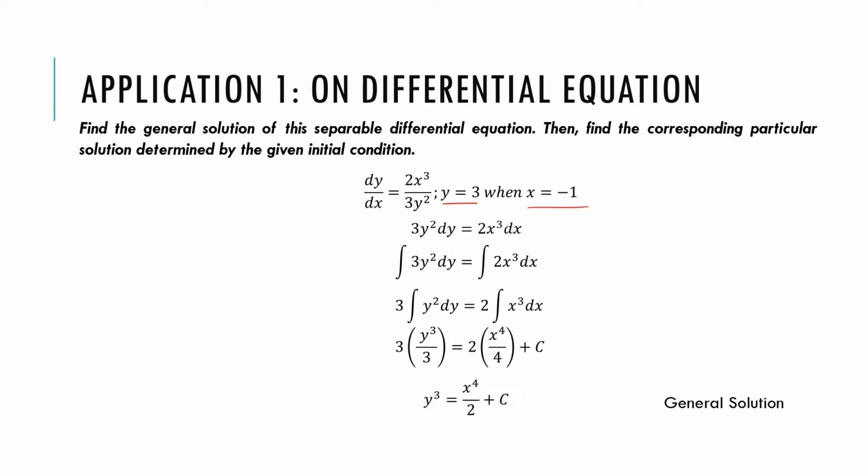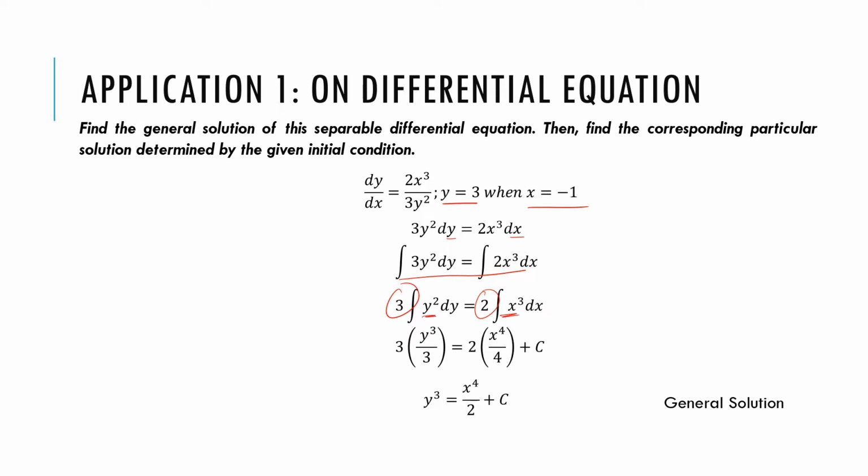So, we need to isolate the y and x. So, isolate natin, magiging 3y squared with respect to y and 2x cubed with respect to x. Then, integrate both sides, guys. Then, by integrating, na-isolate natin 3 and 2. Then, use the power rule.